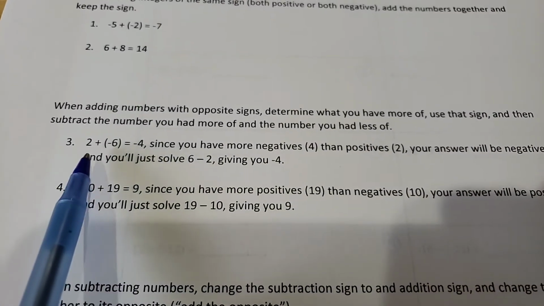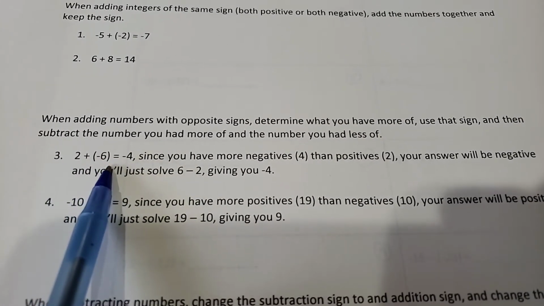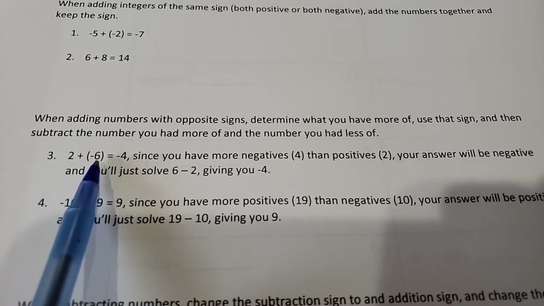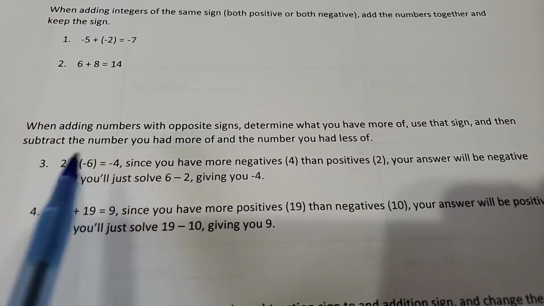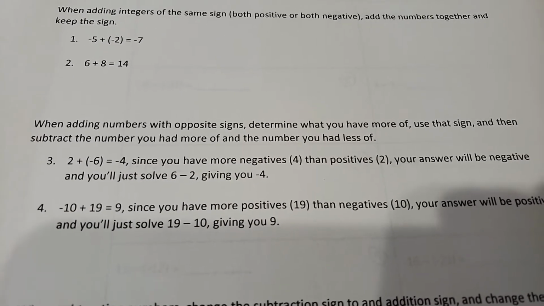All right, so our first one here, we have a 2 plus a -6. There's only 2 positives and there's 6 negatives, so we know negatives are going to be our winners. So that's why there's a negative sign here. Take your winning number, which is a 6, and take away the 2, which gives you 4. So -4. And if you want to prove these on a number line, you can do that also.